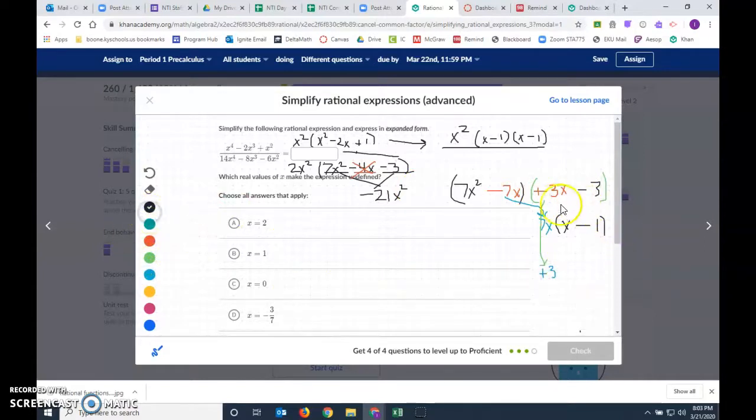And that's also going to leave me x minus 1. So there are those common factors, so I know I'm correct. So x minus 1 is definitely going to be in there. And then what's left outside, 7x plus 3, is also going to be in there. Last thing is, please do not forget about this 2x squared that was already on the bottom.